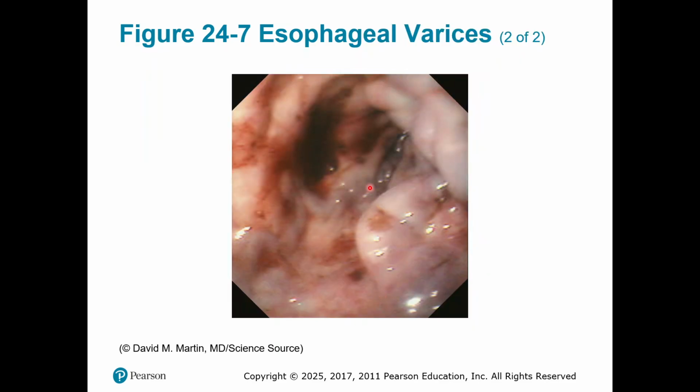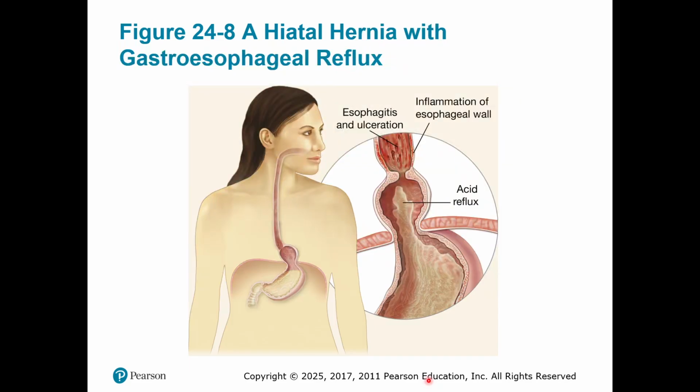So here is an esophageal varices right here. You can see this vessel right here. Looks like it's busted at some point in time. Hiatal hernia, also gastroesophageal reflux. Some of us even suffer this from time to time. You have acid reflux. You have acid actually boiling up from the stomach, comes up the esophagus, and causes that problem.